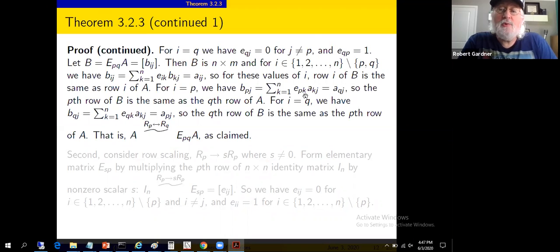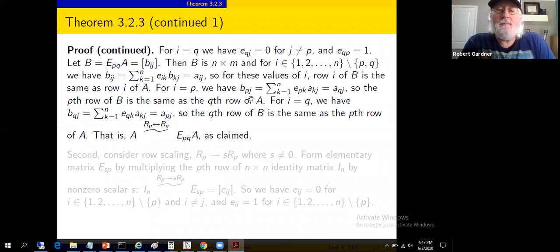E sub PQ is 1 and E sub QP is 1. So we're getting all zeros for these except when K equals Q. When K equals Q, then we'll have an A sub QJ over here, and this gives out A sub QJ because of all the zeros. So we get B sub PJ equals A sub QJ, and that's valid for all appropriate J's.